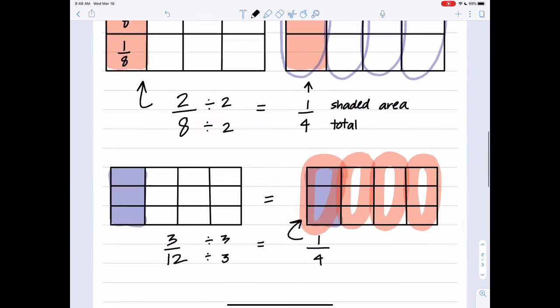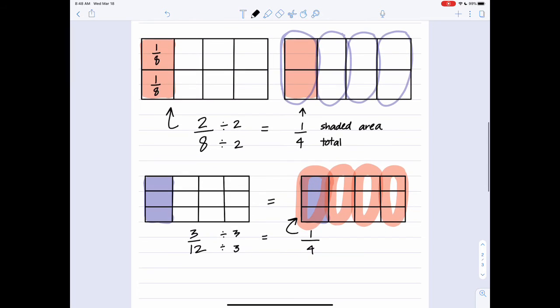Now we're going to look at how 2/8 and 3/12 are the same. By looking at these 2 fraction strips, are 2/8 and 3/12 equivalent fractions? Yes, they are, because they're both equal to 1/4.